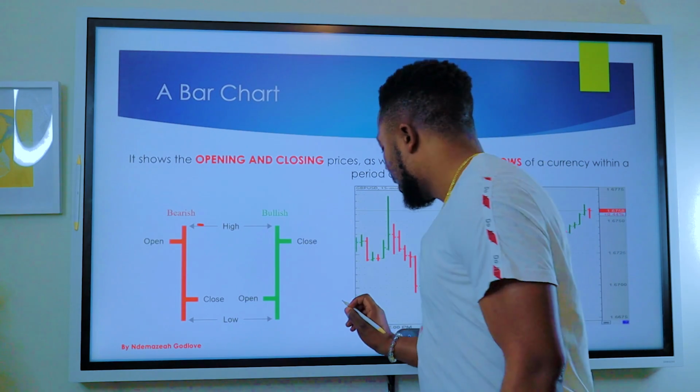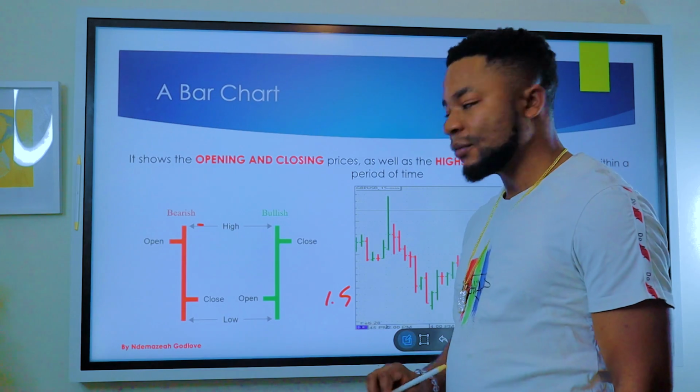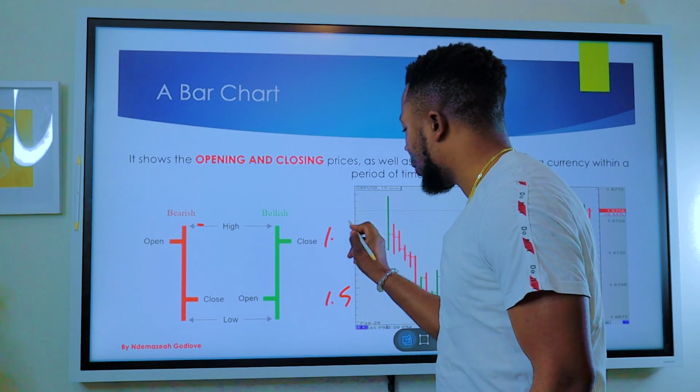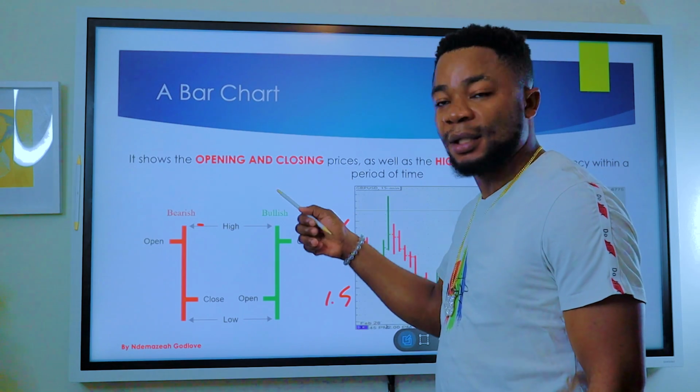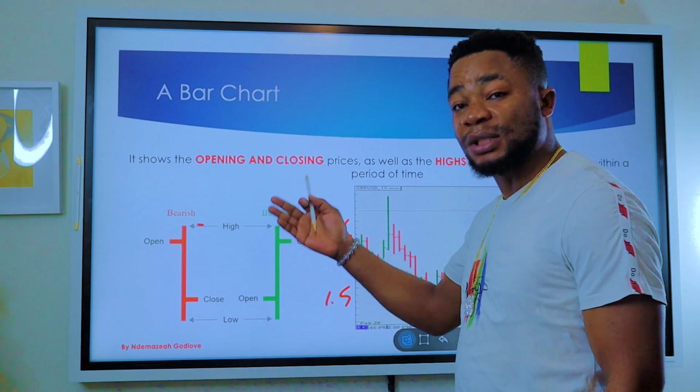opened, let's just say here was 1.5, and closed where? And closed at 1.6. So from 1.5 to 1.6, so it was a bullish market. So that is a bullish candle. The price was actually going up.